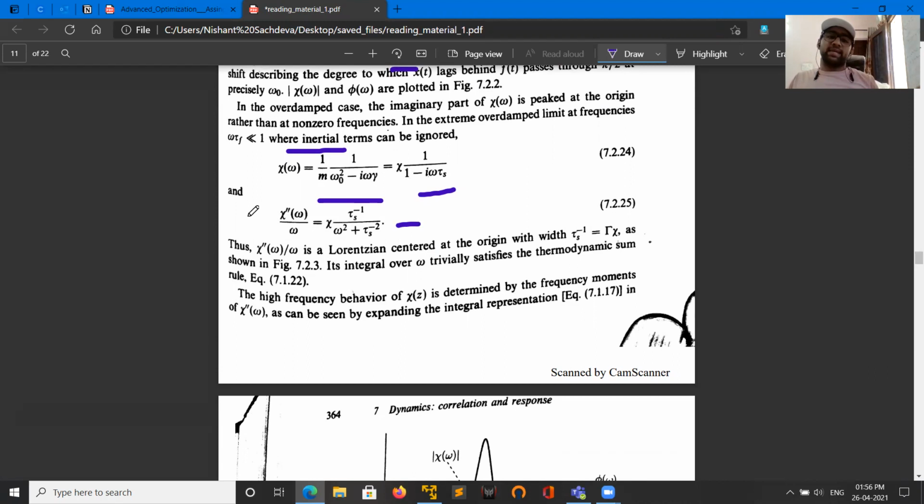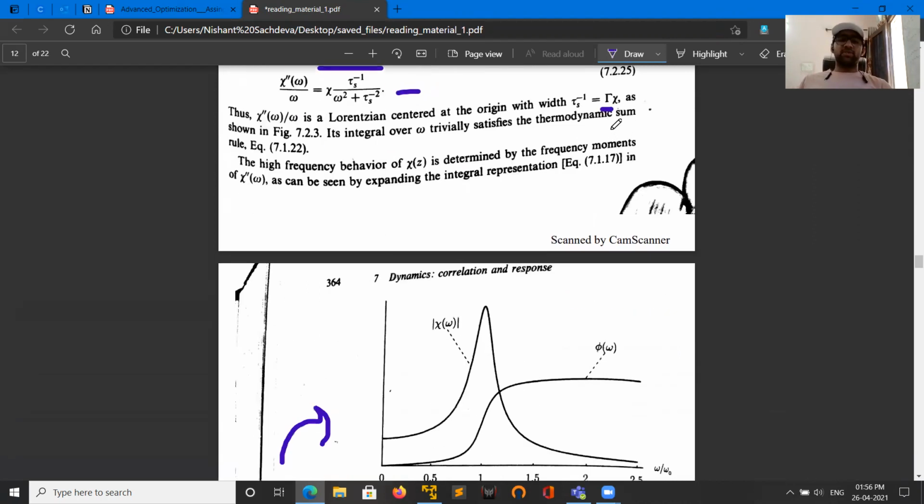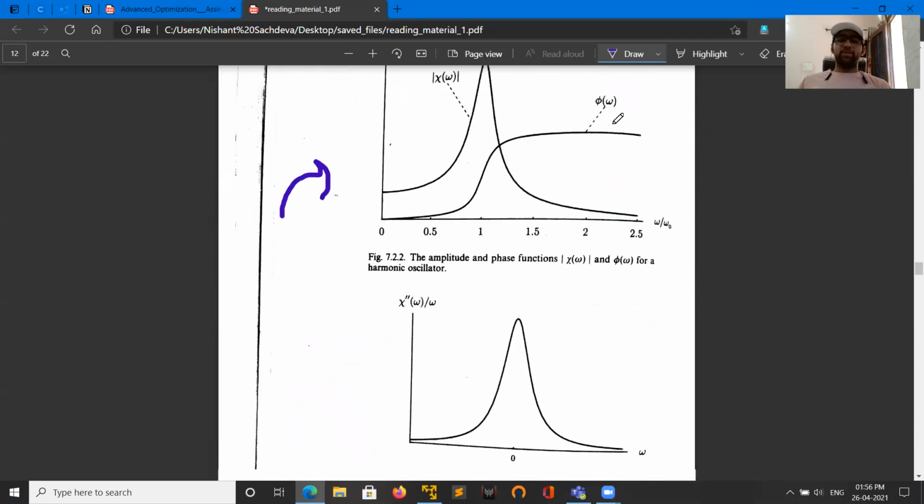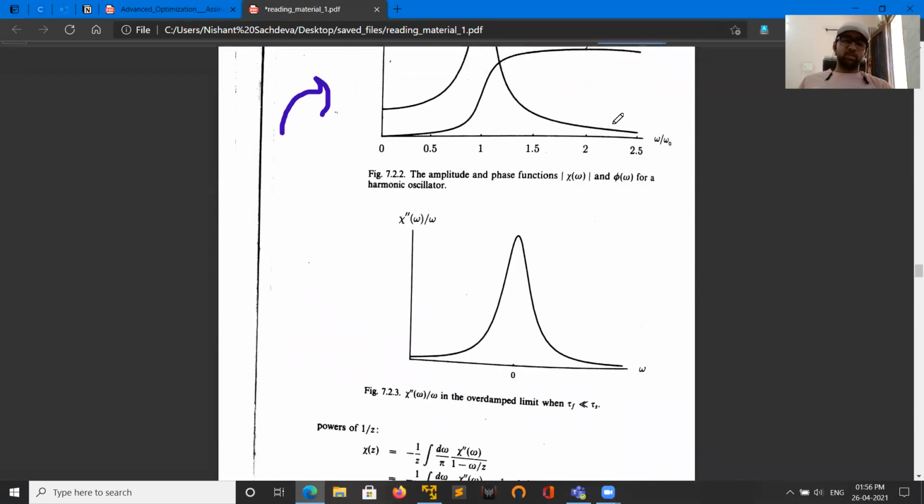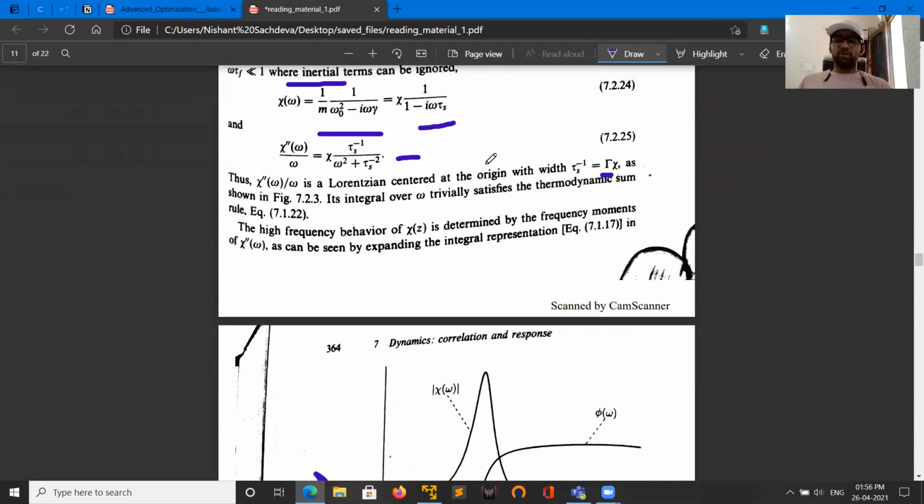So what we get is X double dash by omega. It's a Lorentzian centered at the origin with a width tau x inverse. Let's just call it capital tau x. I don't know what the symbol is called. I'm really sorry. It is shown in figure 7.2.3, Lorentzian centered at the origin. So was it really this particular figure? But it was the Lorentzian.